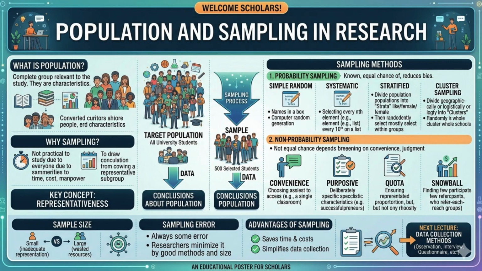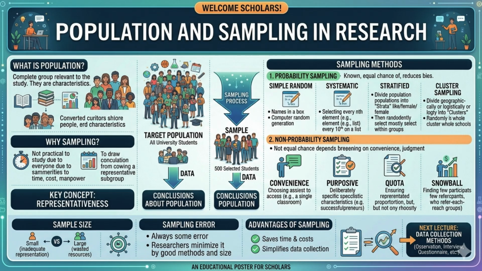Consider a practical example. Suppose a researcher wants to investigate the impact of online learning on university students across a country. Studying every student would be impractical. Instead, the researcher may divide universities into regions, randomly select universities from each region, and then choose students from those institutions. Through proper sampling, meaningful conclusions can be drawn without studying the entire population.